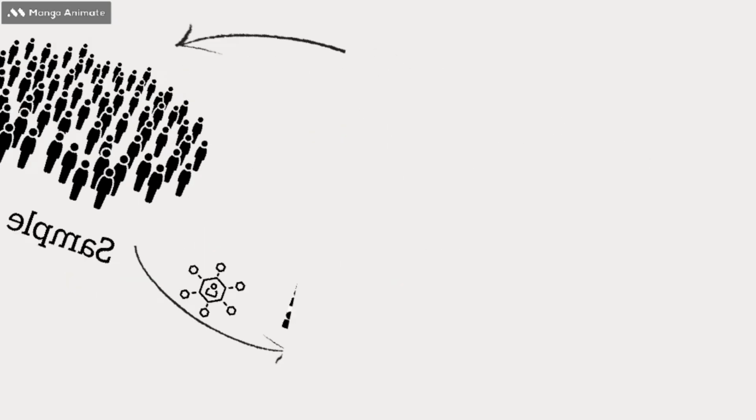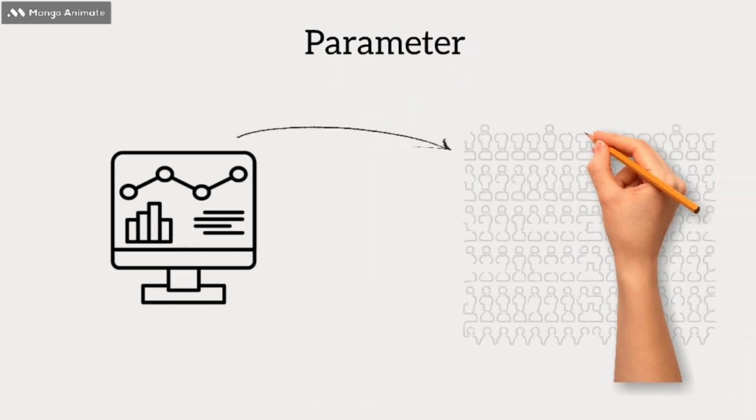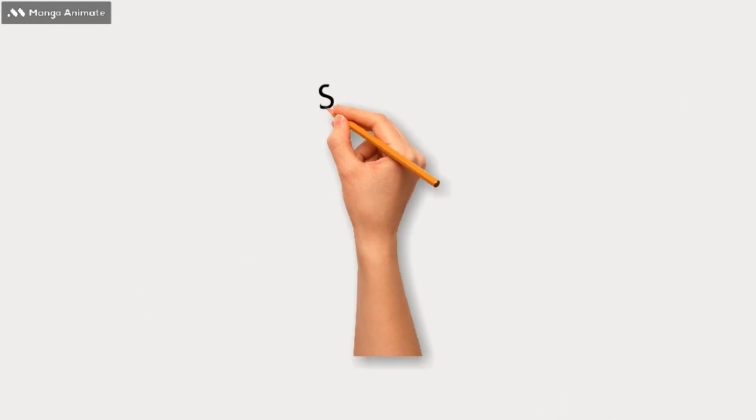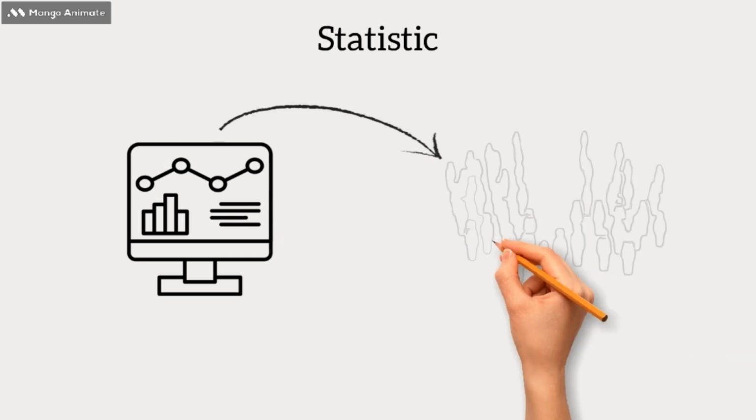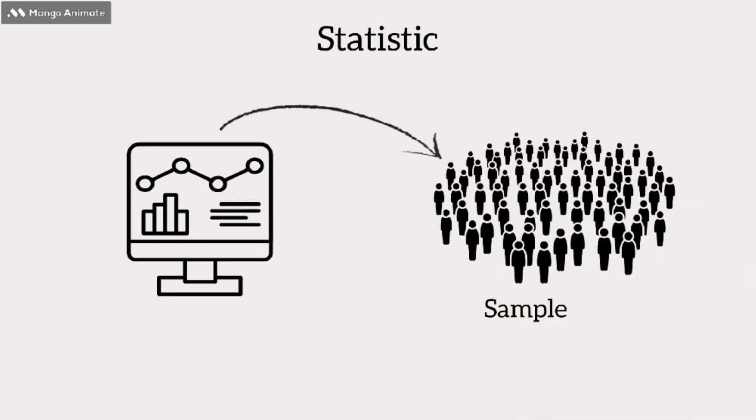What is meant by the term parameter? The numbers that are achieved when using a population are parameters. What is meant by the term statistic? The numbers that are achieved when using a sample are statistics. Let us understand this with an example.